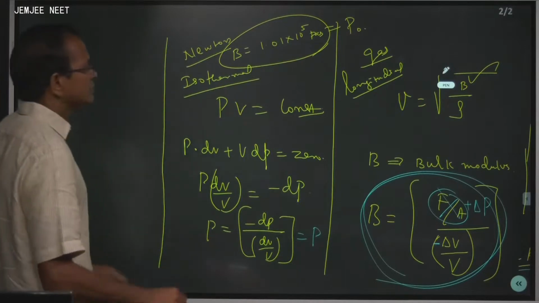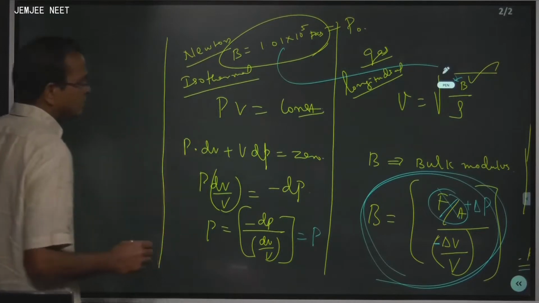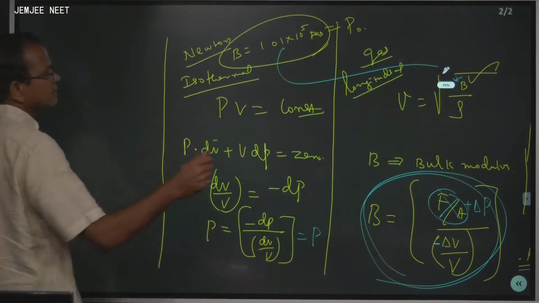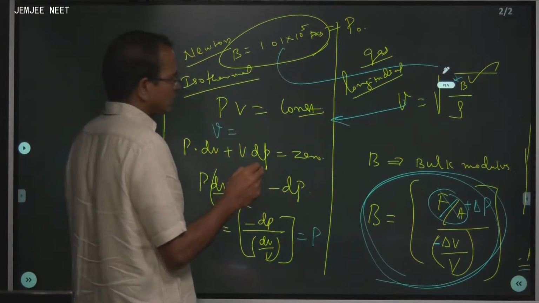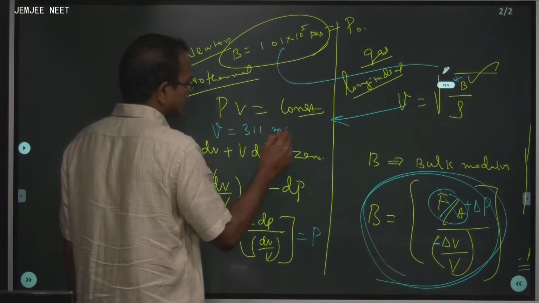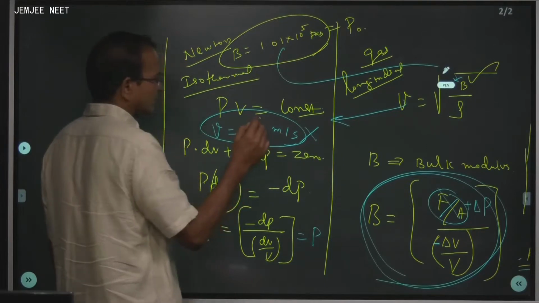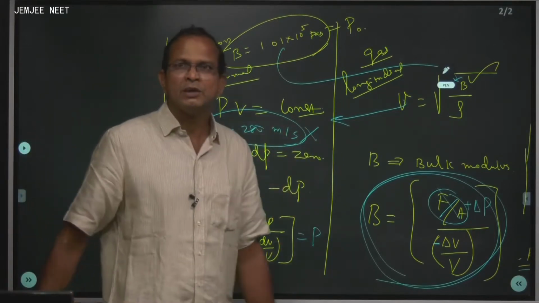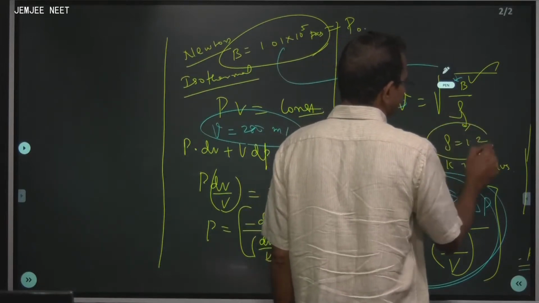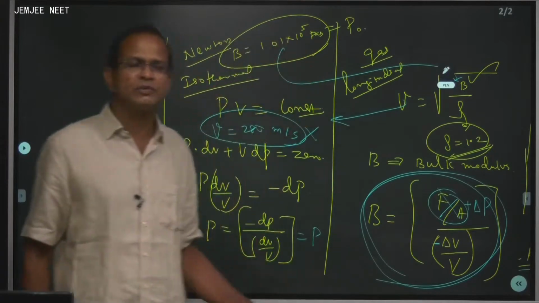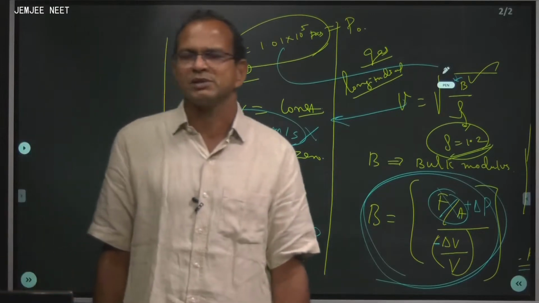If you substitute this here, you get the velocity of sound to be somewhere around 280 meter per second. Sorry, Kanna, by mistake I said 311. If you substitute, you will see. You know the density of air is very close to 1.2. So if you substitute, you will definitely get this answer. Just use a calculator. You will get around 280 or 281.